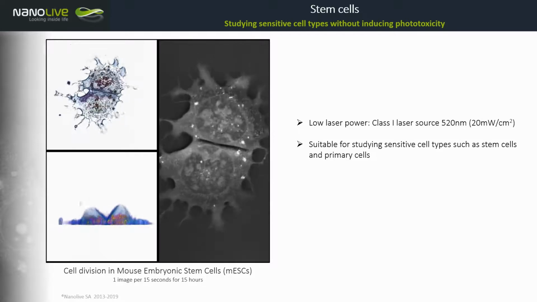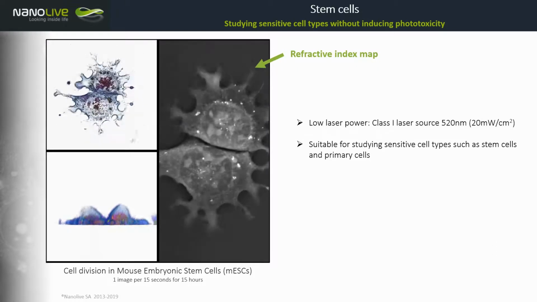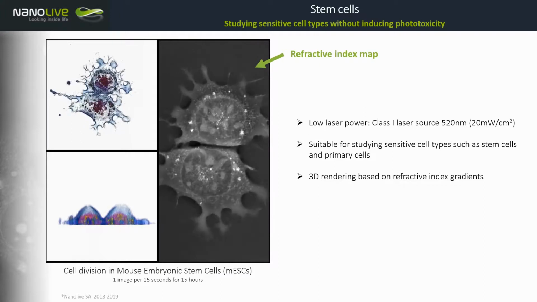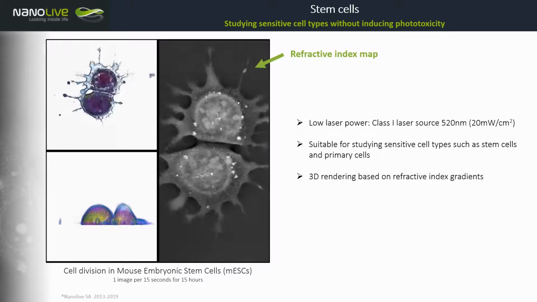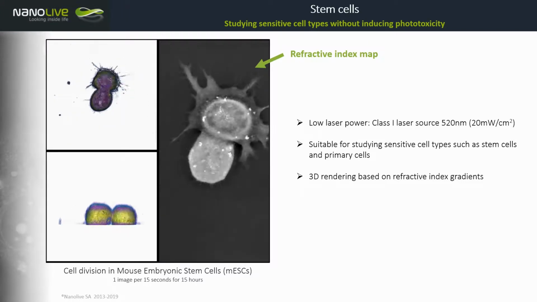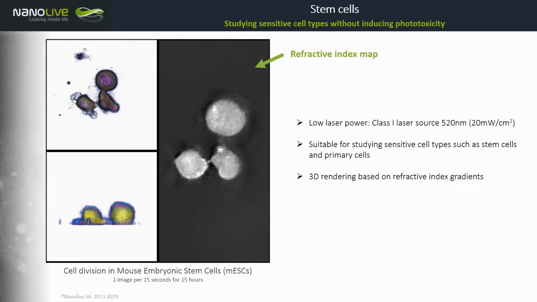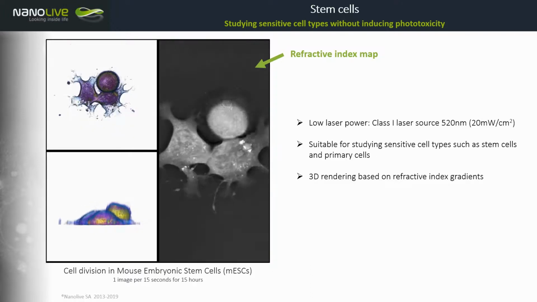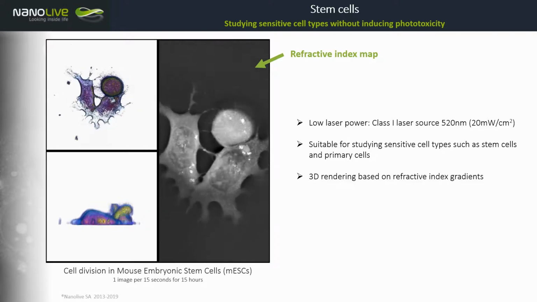The right panel in grayscale shows a Z projection of the refractive index map, and on the left, Nanolive software provides a 3D rendering based on the refractive index gradients. Notice how the cell adopts a spherical shape during mitosis. In the grayscale image, you can also distinguish chromatin condensation within the cell as it goes through metaphase and anaphase. After completing cytokinesis, you can appreciate fine filopodia formed by the cell membrane as the cell, now in interphase, adheres to the dish.